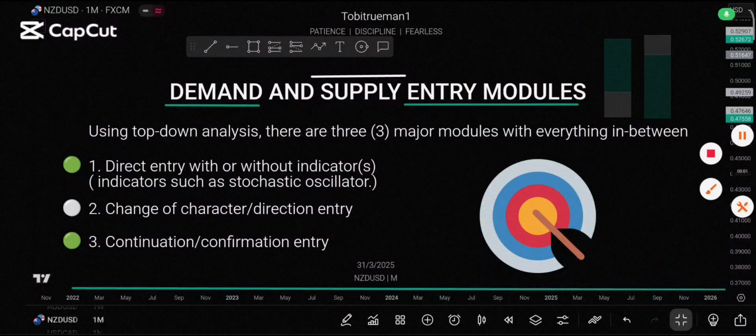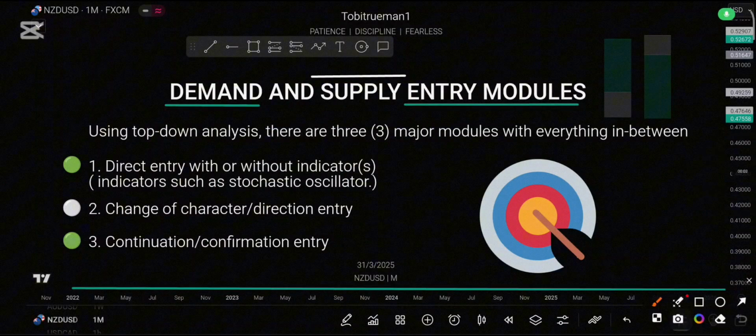All right, you're welcome. Let's look at demand and supply entry modules. What should we do when we spot a demand zone or a supply zone that the market has already gotten to? Still using the idea of top-down analysis, what do we do when price gets to demand and when price also gets to supply? How do we enter the trade? That is going to be our entry modules.